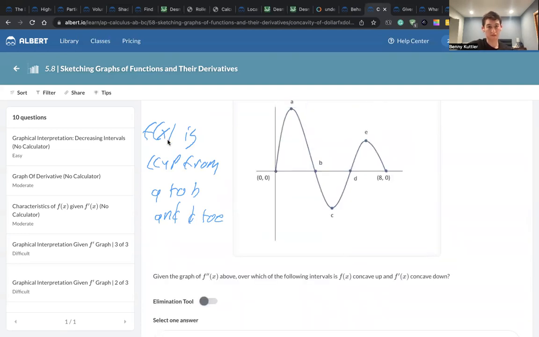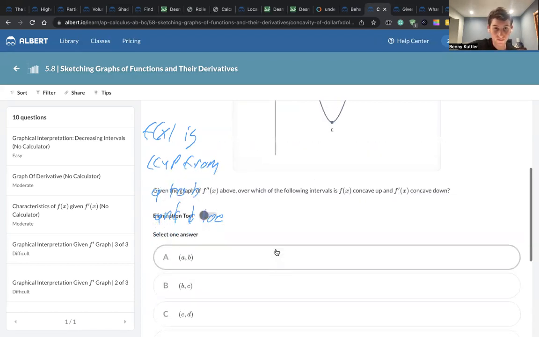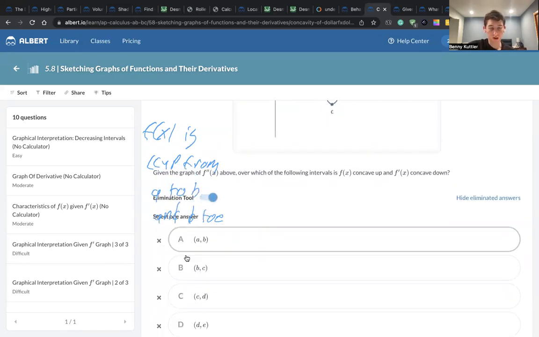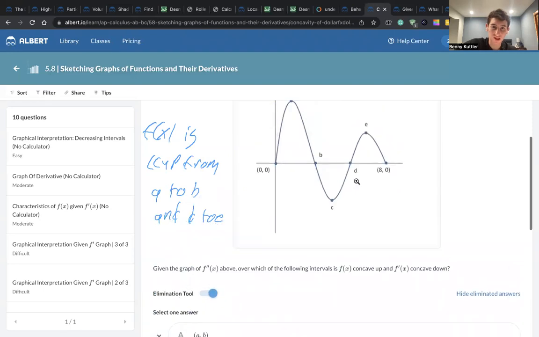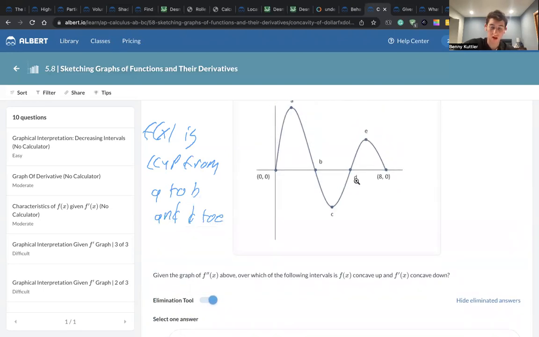So we know f of x is concave up, which answers half of our question, from A to B and from D to E. That looks like toe, but that is D to E. So we can cross out anything that's not one of those. And now if we sketch our graph of f prime of x, we know that the derivative of the f prime of x is increasing on this interval just because the derivative of that is positive.